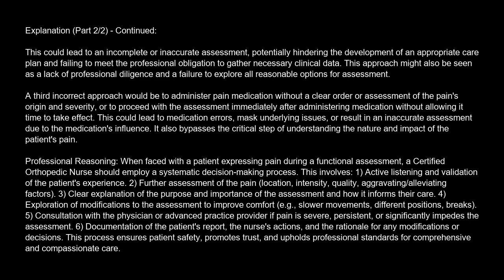Professional reasoning. When faced with a patient expressing pain during a functional assessment, a certified orthopedic nurse should employ a systematic decision-making process. This involves: 1. Active listening and validation of the patient's experience. 2. Further assessment of the pain: location, intensity, quality, aggravating and alleviating factors. 3. Clear explanation of the purpose and importance of the assessment and how it informs their care. 4. Exploration of modifications to the assessment to improve comfort, e.g., slower movement, different positions, breaks.